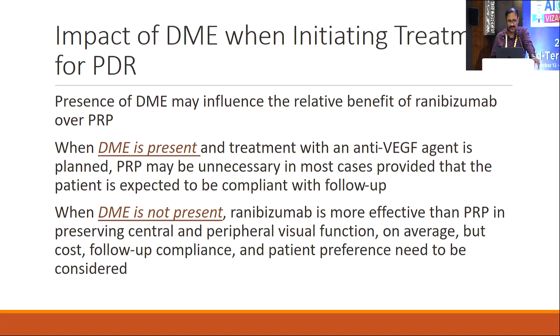But the catch is, what is the deciding factor? The deciding factor is the presence or absence of DME. The DRCR net itself has shown that if DME is present with high-risk proliferative diabetic retinopathy, the preference is to treat with anti-VEGF, or you can add laser after that. If DME is not present, then you have to consider the cost of the treatment, the number of injections, follow-up, and compliance, all important factors.